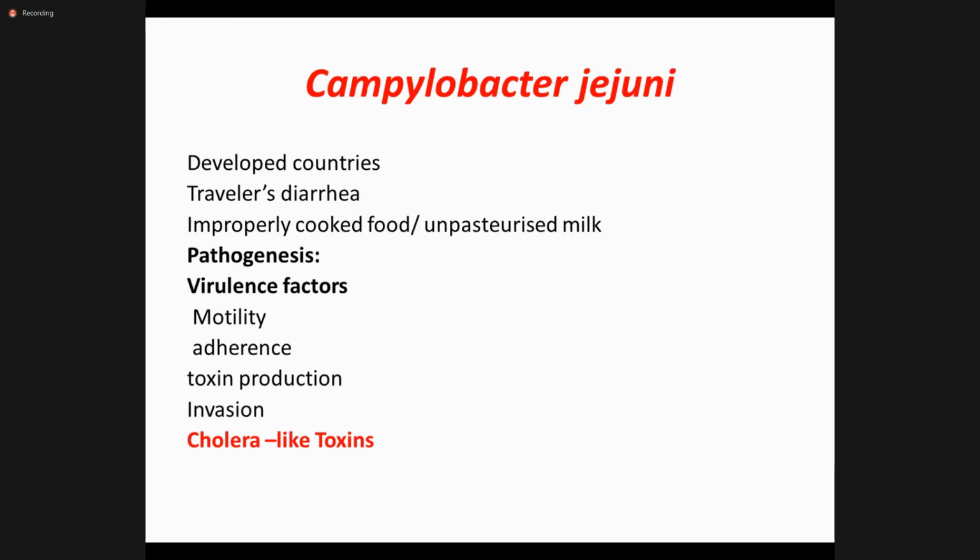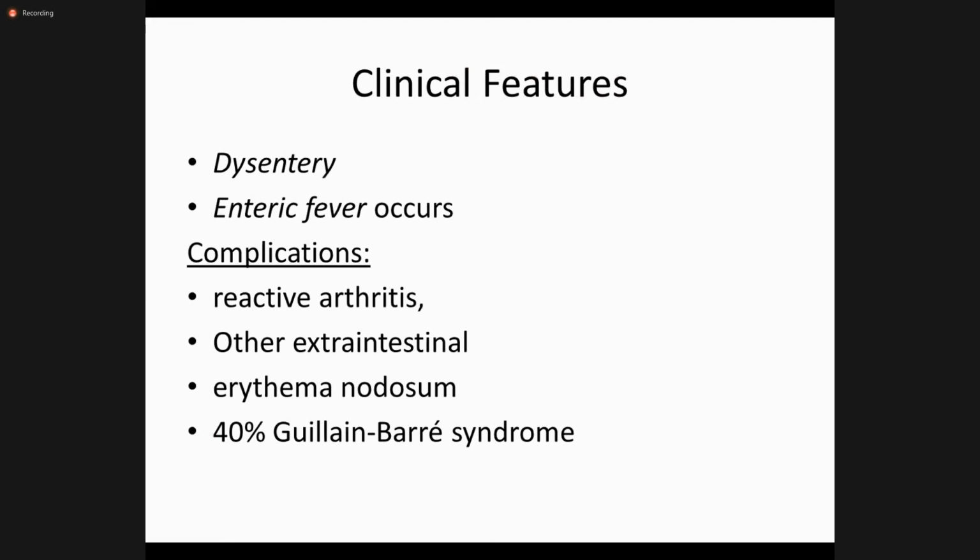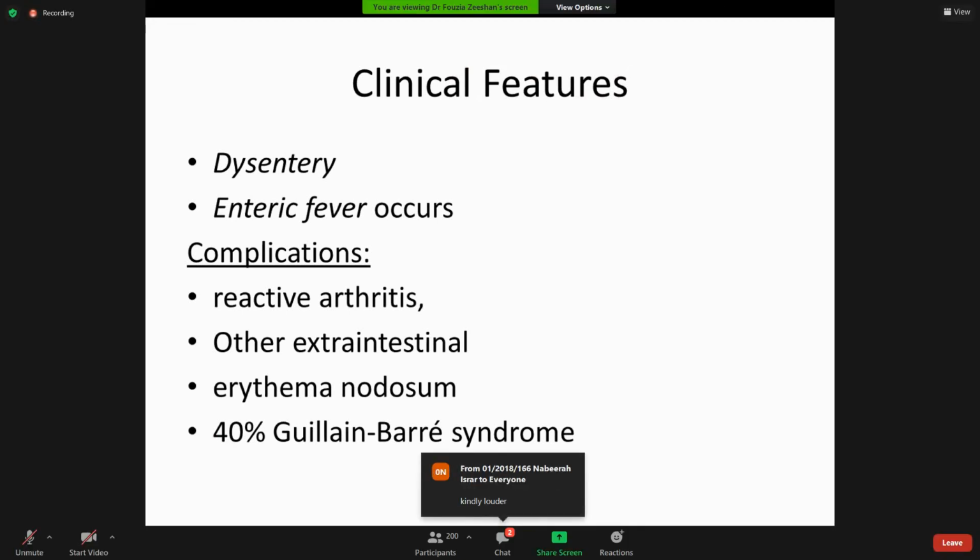Clinical features: they are linked with dysentery, that is bloody diarrhea, and enteric fever. The complications are that it causes reactive arthritis, other extraintestinal symptoms like erythema nodosum, and 40% of cases of Guillain-Barré syndrome. Guillain-Barré syndrome basically is a paralysis. It is an ascending paralysis that starts from the lower body parts, from the lower limbs, and it moves upwards. So that is the ascending paralysis.